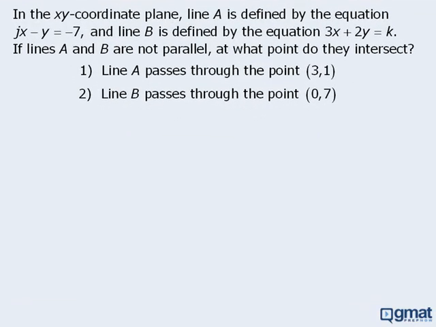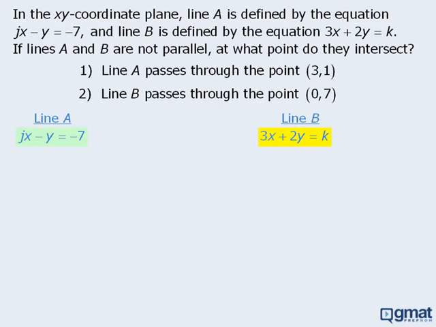In this question, we want to find the point of intersection of these two lines. In other words, we are looking for a pair of coordinates, x and y, that satisfy both of these equations. So really, we are looking for a solution to this system of equations. Now at the moment, we can't solve this system since we have only two equations with four unknowns.